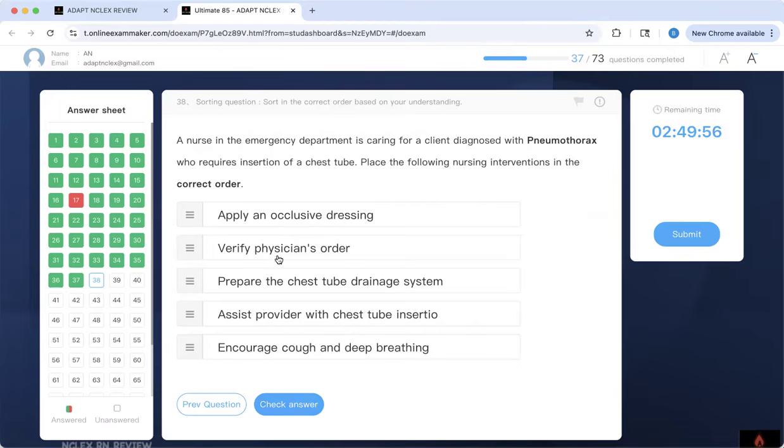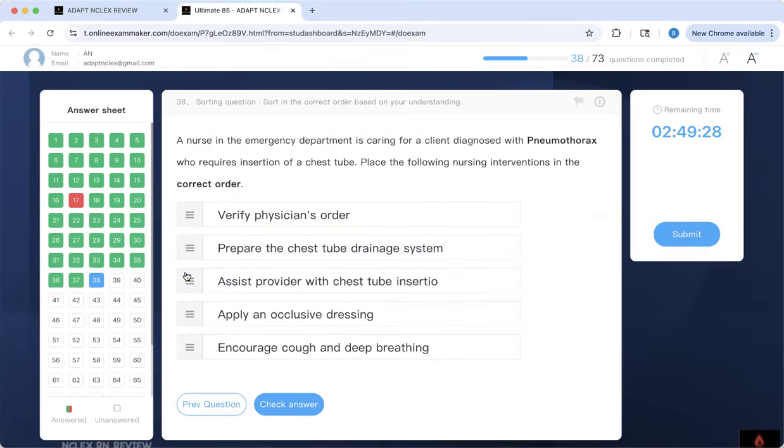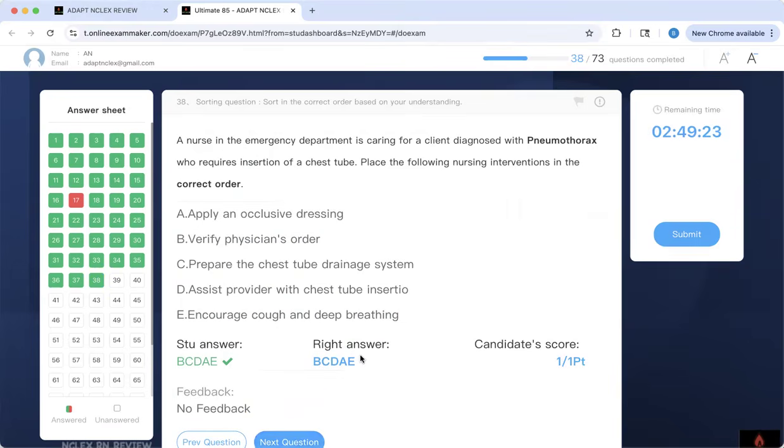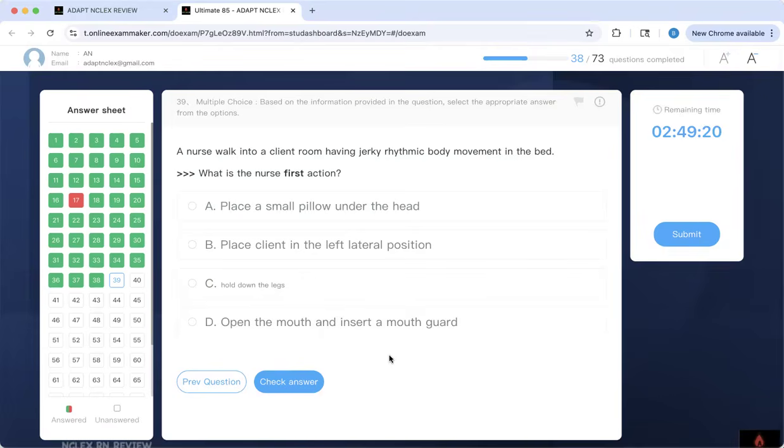Apply occlusive dressing, verify physician order, prepare the chest tube drainage system, assist provider with the chest tube insertion, encourage coughing and deep breathing. What is the first thing you're going to do? Arrange them in order. I got to verify the orders. I got to prepare the chest tube system. I got to assist the provider, apply occlusive dressing, and let the patient take a deep breath and cough after the procedure.